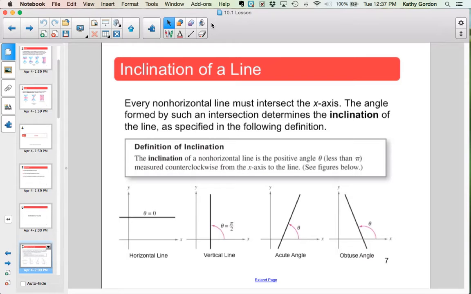So when we start talking about inclination, we're actually going to combine two things we know from previous experience. We're going to take what we know about lines, and in a sense, combine it with what we know about trig. Because when we talk about inclination of a line, what we're talking about is, what is this angle right here?